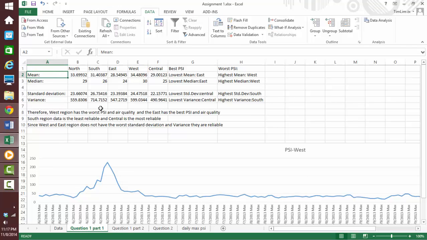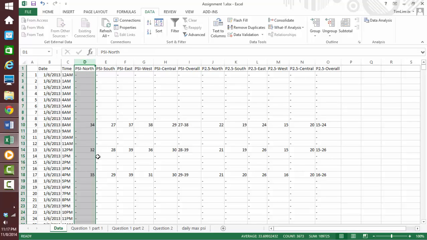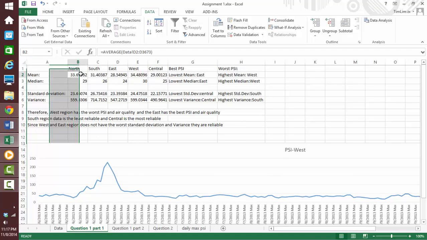They asked me to find which region has the worst and the best air quality, and thus I found the median and the mean to prove which is the worst and which has the best PSI. For example, for north, I typed equals average, and I went over to the data, clicked on the whole column for north, and computed it. I pressed enter, and they gave me this result. This can be done for south, east, and west.